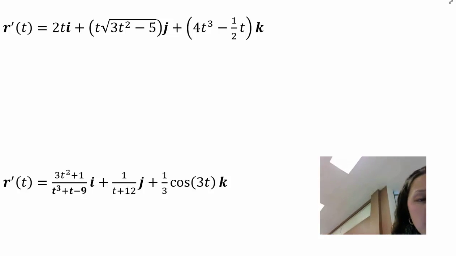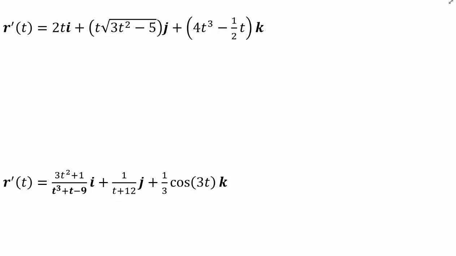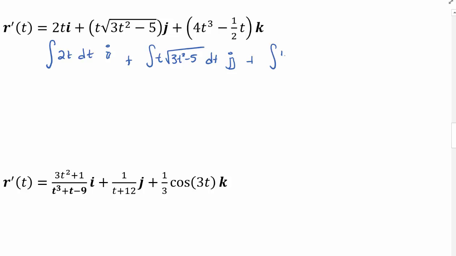So let's get started. On this one, we have r of t equals this whole thing, and really we're just, like I said, going to take antiderivatives and decide what we need to do with them. The first one is the integral of 2t dt, and that goes with vector i. Then the integral of t square root of 3t squared minus 5 dt goes with j. And then the integral of 4t cubed minus 1/2 t dt goes with k. We're just going to take these one at a time.